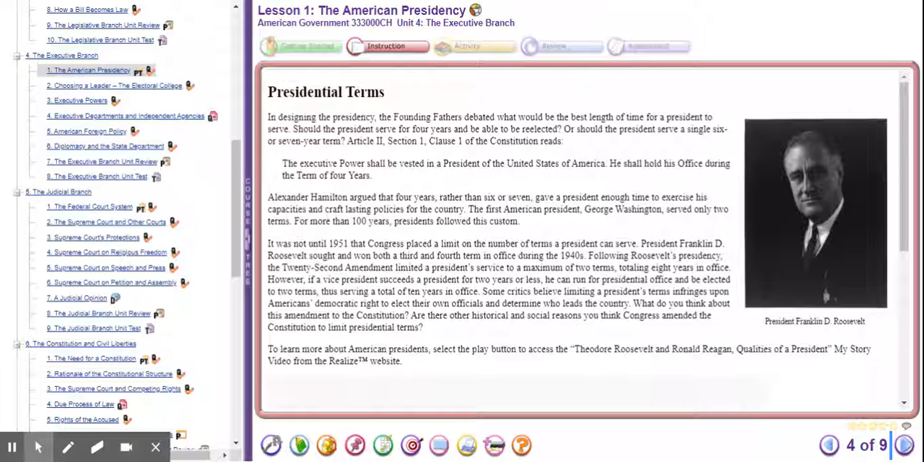Presidential terms, you should know how long the president serves. It's 4 years. And then understand term limits for the presidency. A president can only serve 2 terms per the Constitution right now, but that hasn't always been the case. So look at what it was before and how that changed and why that changed. I would definitely take a look at that.